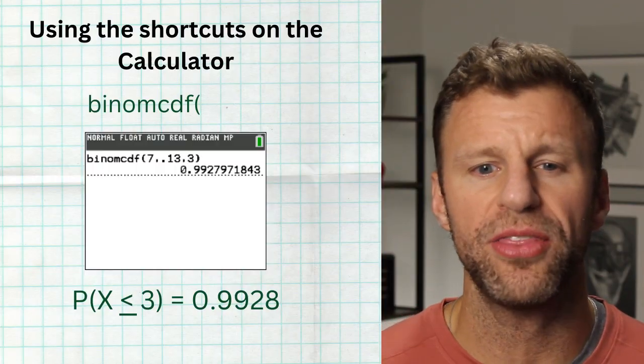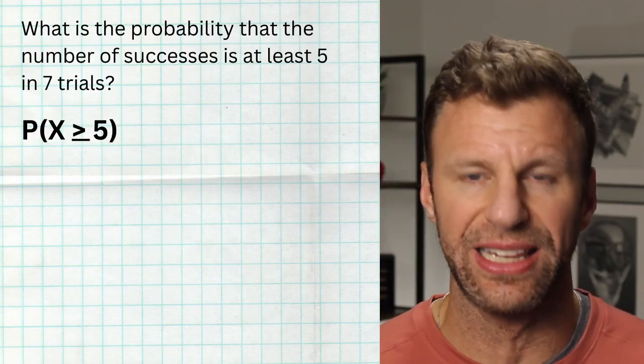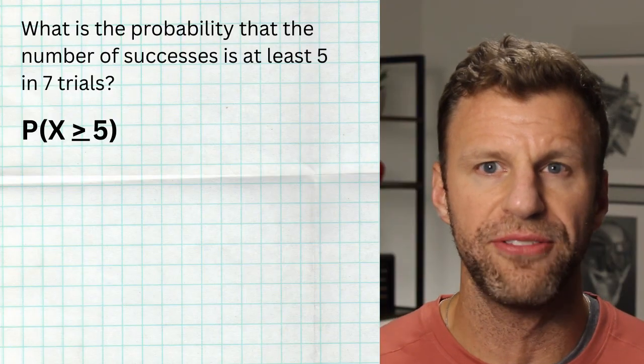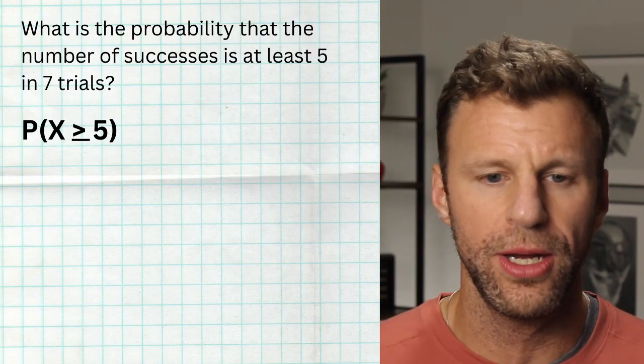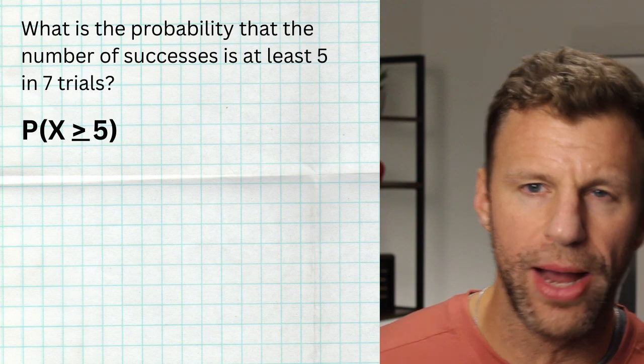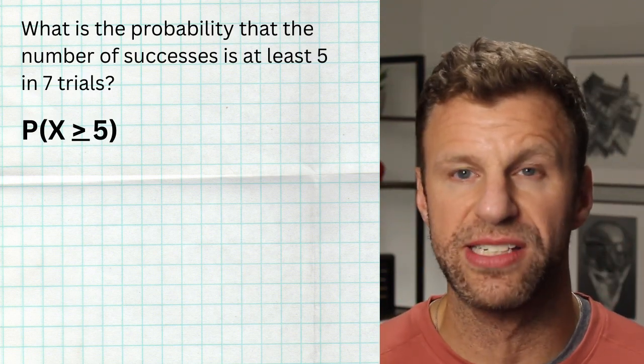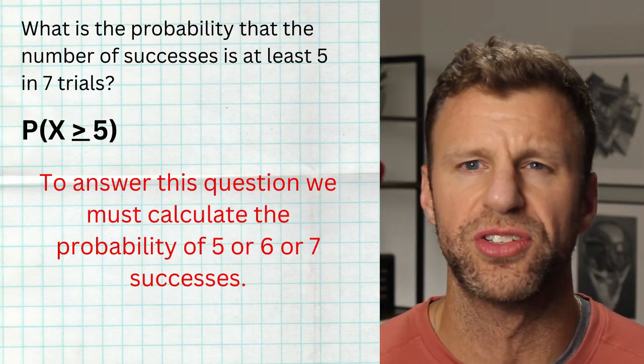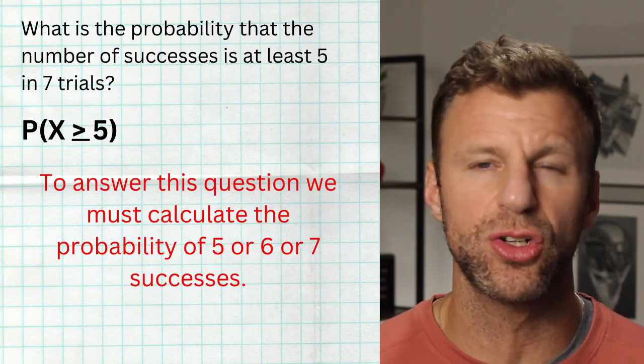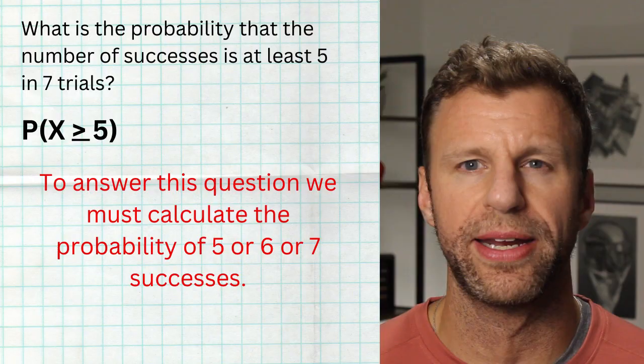Now what about this question? What is the probability that the number of successes is at least 5, meaning greater than or equal to 5? Okay, so I'm thinking, all right, I've got to show my work, so greater than or equal to 5 would be 5, 6, or 7. So I can show the work for 5, 6, or 7. But how can I get this answer really, really quickly using these shortcuts on my calculator?